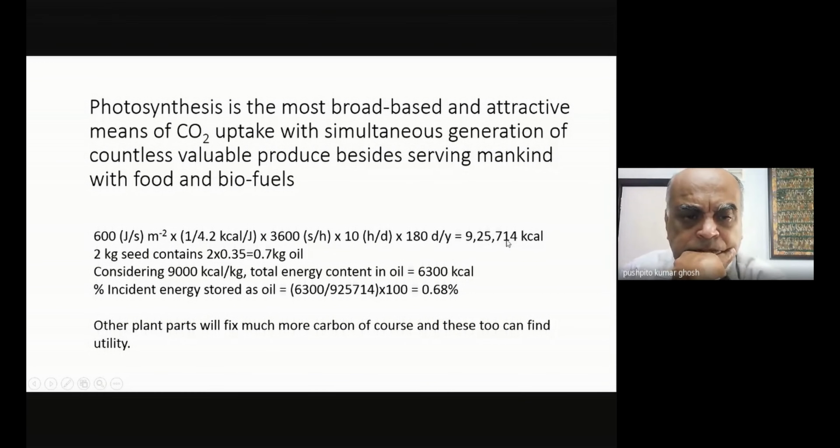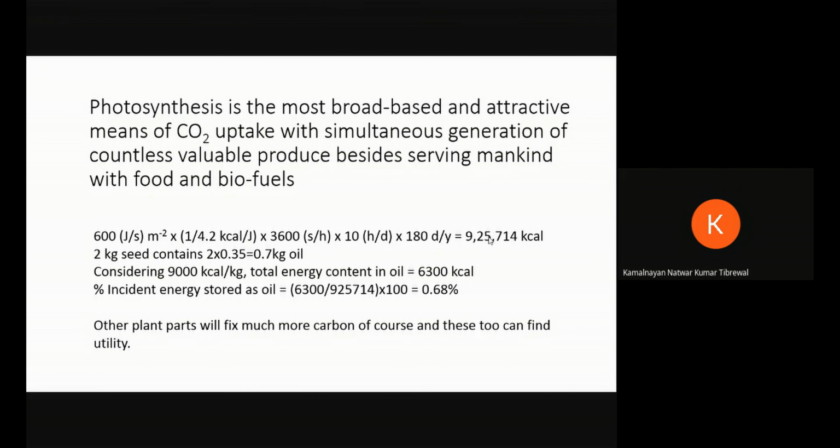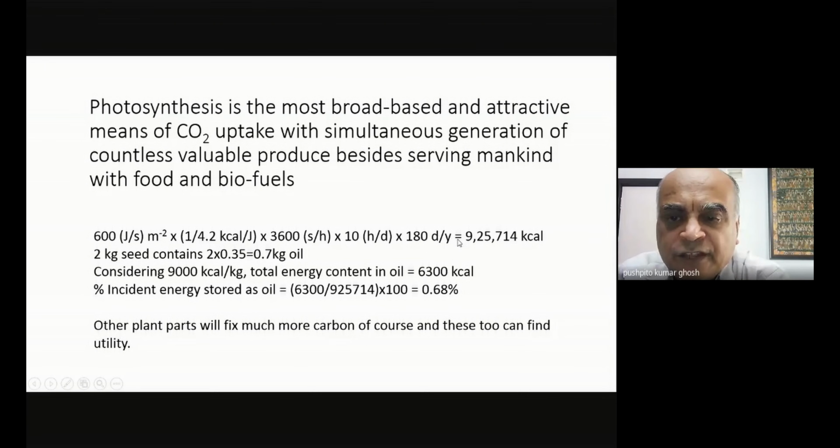Would you like to quickly do this calculation and see if you're getting this figure? Yes, sir. Okay, all right. So you can see you're getting this figure.